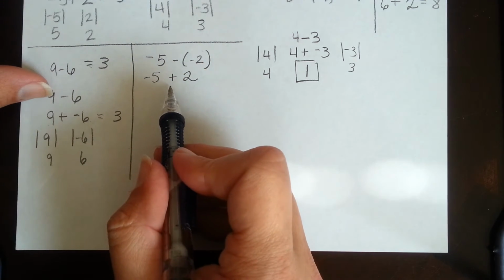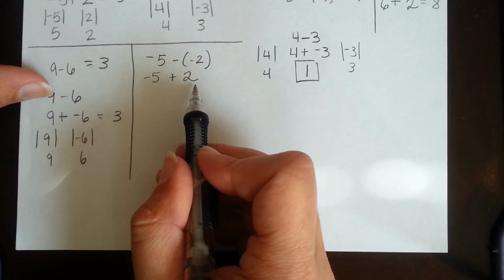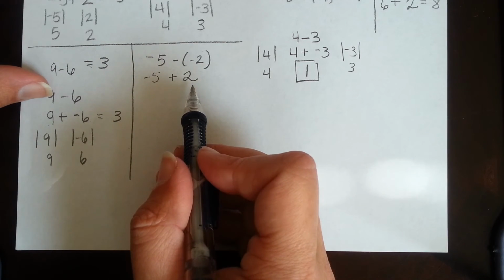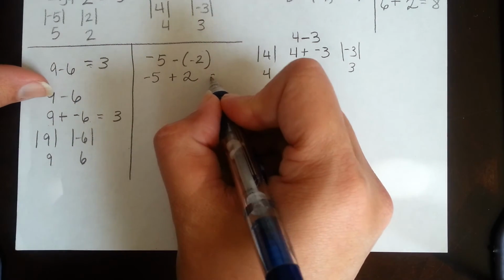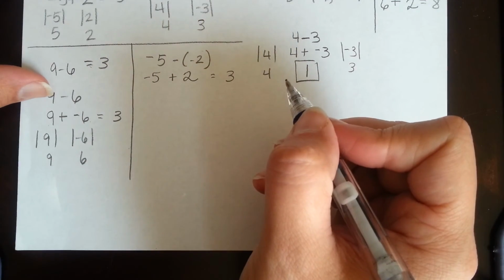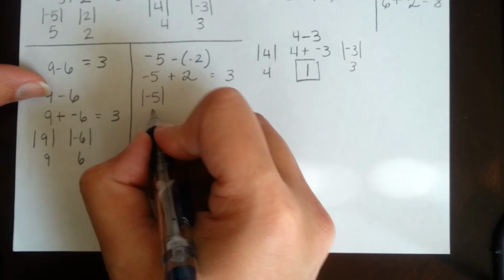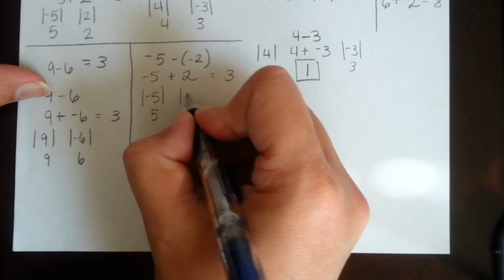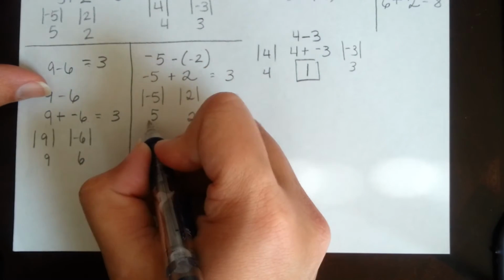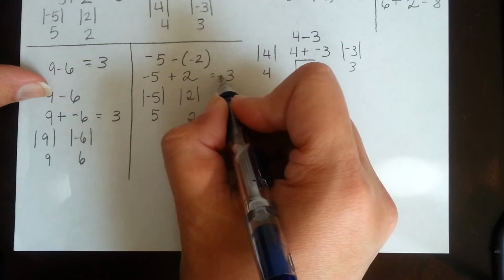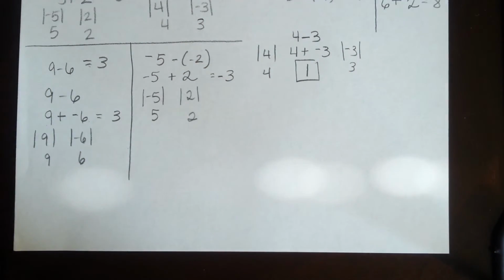Now we have an addition problem. So we have a negative 5 and a positive 2. Those are different signs, so we're going to subtract the numbers. 5 minus 2 would give 3. And keep the sign of the larger absolute value. So the absolute value of negative 5 would be 5. The absolute value of positive 2 would be 2. So this one's larger, so we would keep the negative sign. So our answer would be a negative 3.